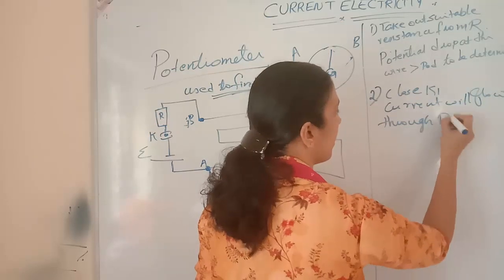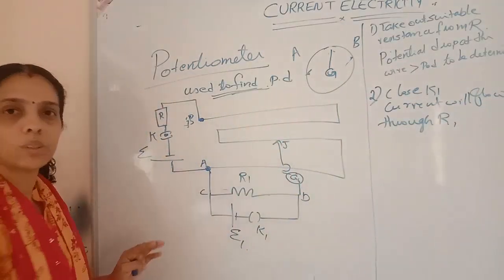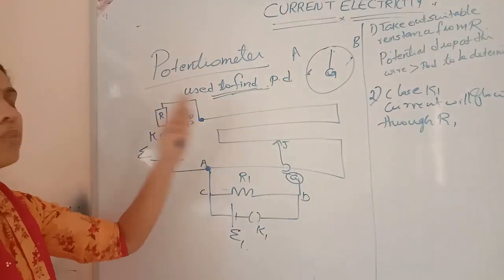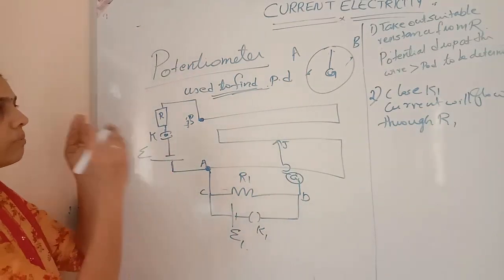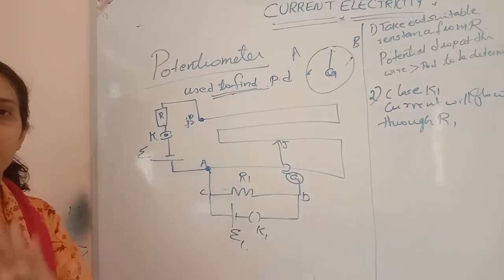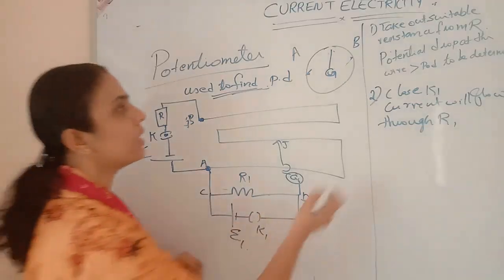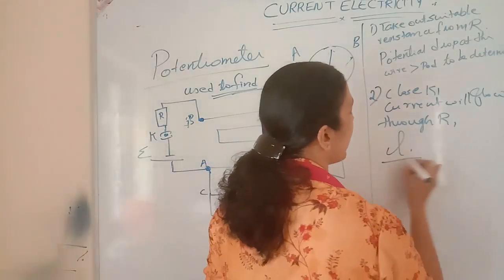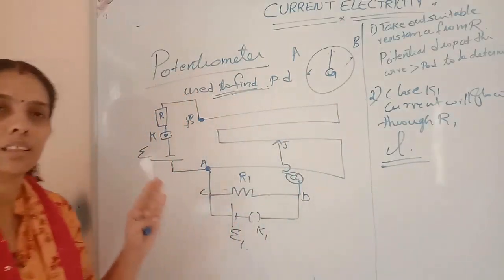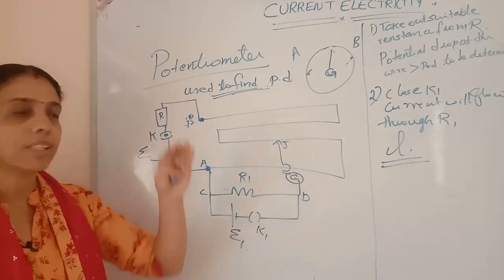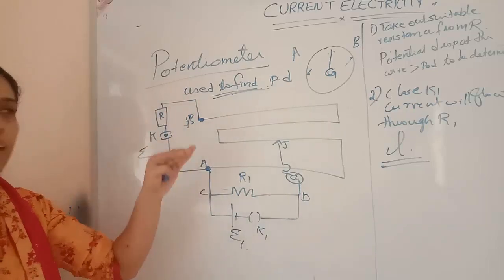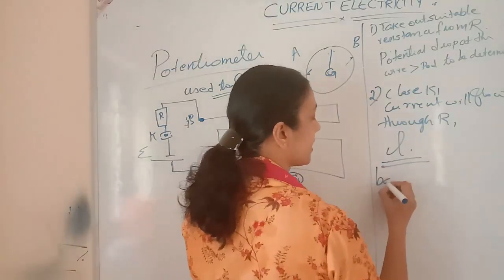R1. Right, current will be passing through this R1. And we will be finding out the balancing length. At a particular point where we are getting zero deflection, that one we are finding out. Let it be L. L is the length where we are getting a null deflection. Null deflection means potential drop. Okay, balancing length is L.